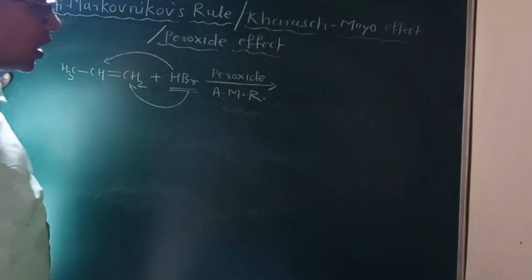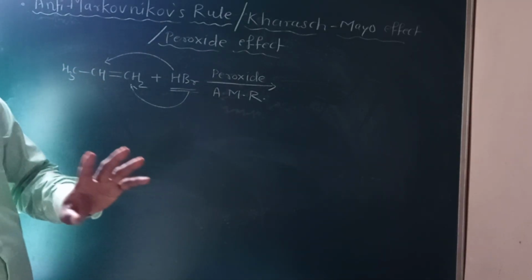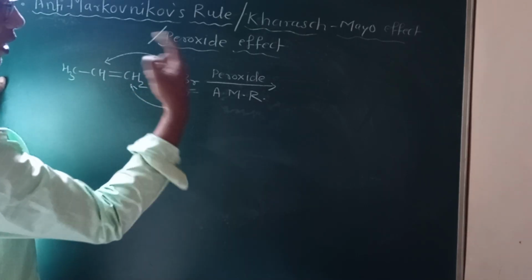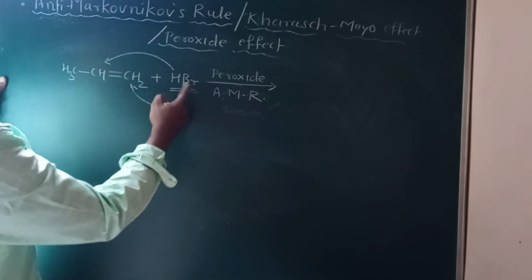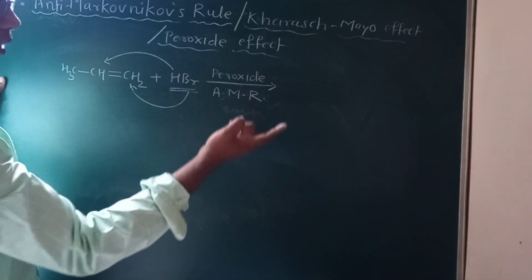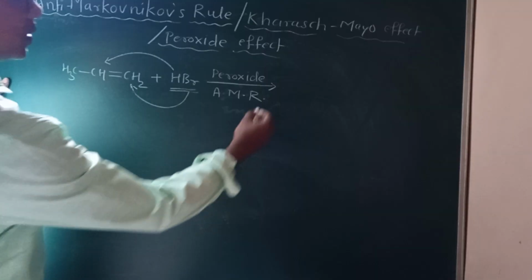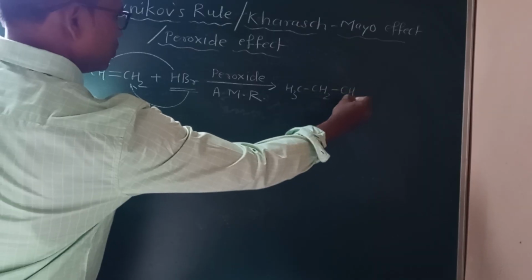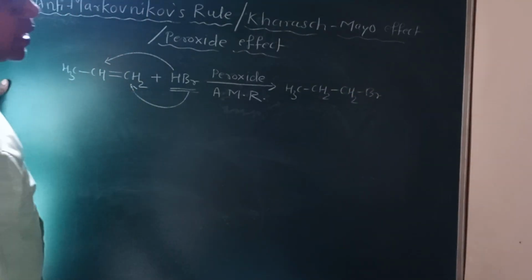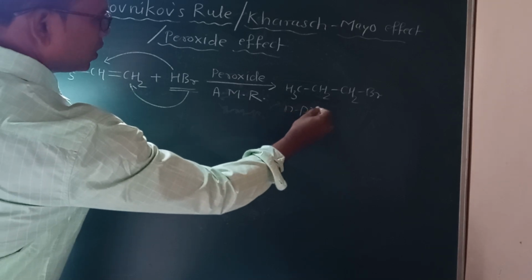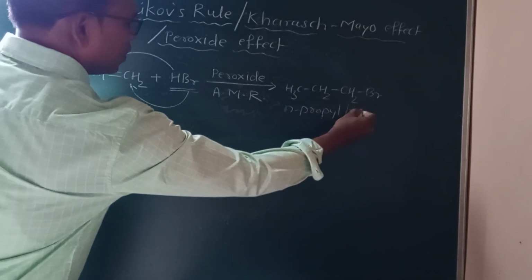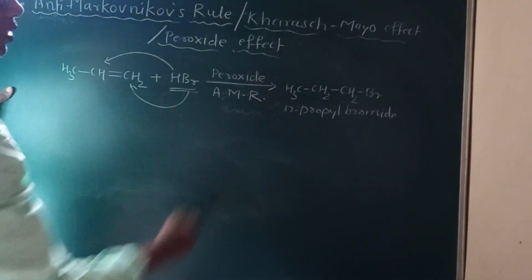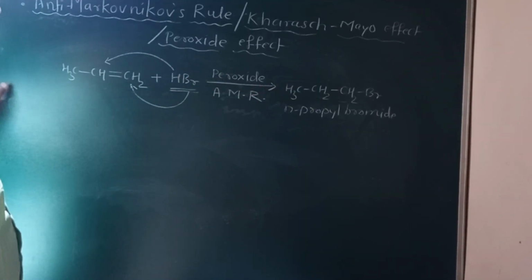Actually, like Markovnikov's rule, in this case also two products are possible. We can add Br on this carbon and H on that carbon, so we get isopropyl bromide, and when we add HBr like this, we get n-propyl bromide, which is found to be the major one. So I am writing only the major product of this reaction, which follows anti-Markovnikov's rule. That is n-propyl bromide, or 1-bromopropane also. So it is the major one. Got it?